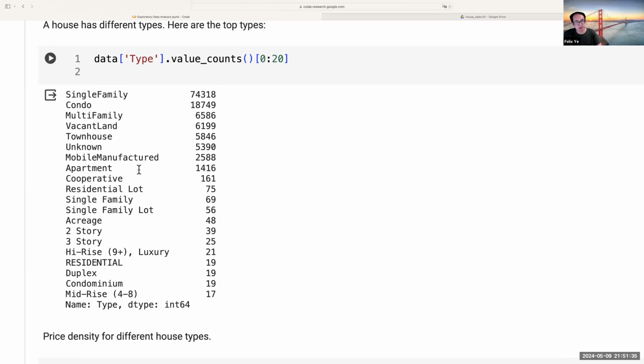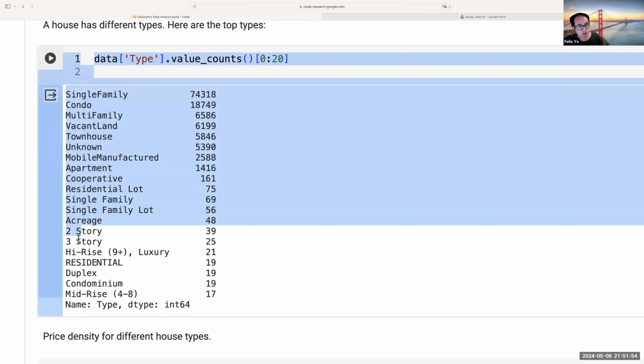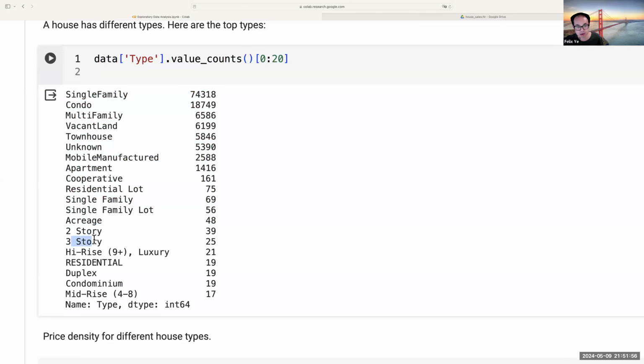And you can see these are considered more complicated and the types are quite rare. So what you can do is merge certain types into a single family. Obviously, single family in this category should be merged into single family. And maybe 2-story or 3-story you can merge together as well.